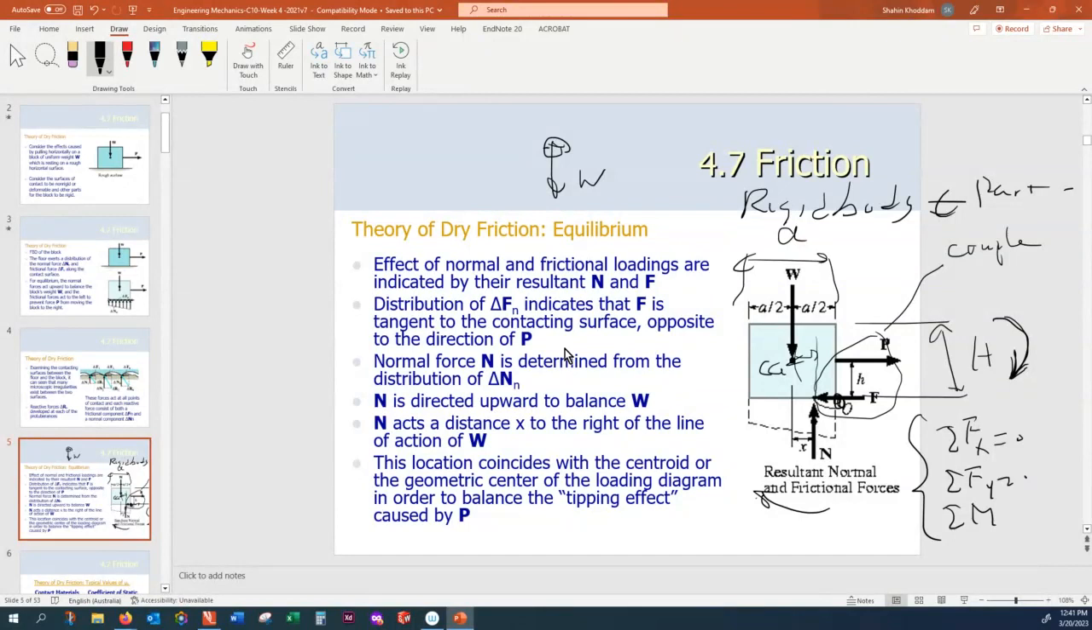So here you notice weight and normal force have an offset, and the driving force and resisting force have another offset. So eventually that H and X should have a certain relationship such that this object is not only in translational equilibrium, but also in rotational equilibrium.